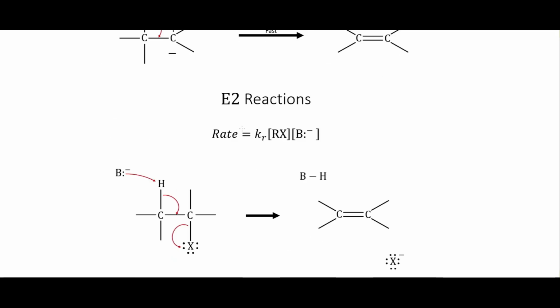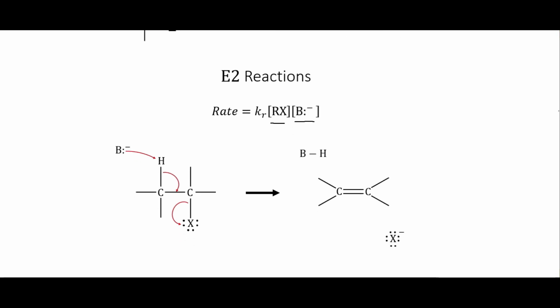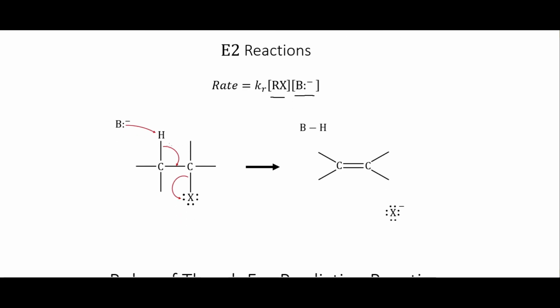Then with our E2 reactions, we now are dependent on the concentration of the substrate and the base. We are taking this hydrogen, which is usually anti-coplanar with the leaving group, and so this will push the electrons down onto this bond here, and then the electrons on this bond will go onto the leaving group here, and we are left with the double bond right here.